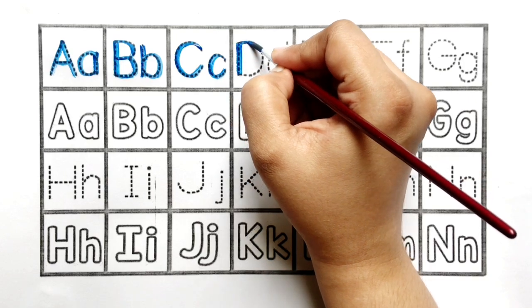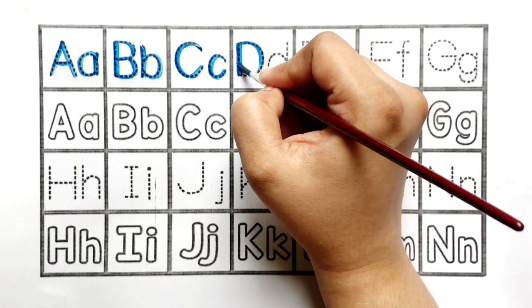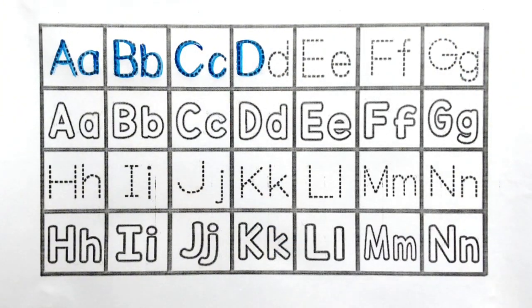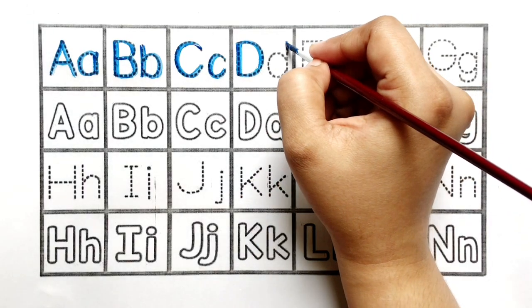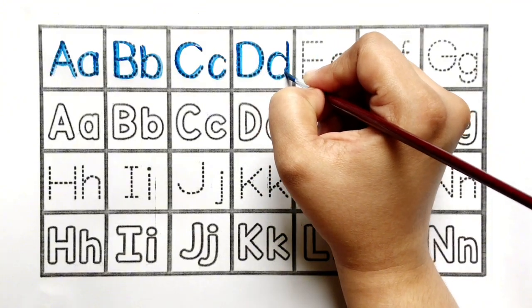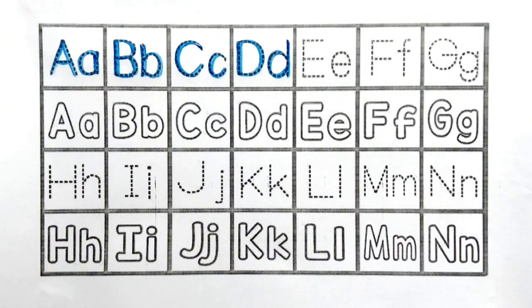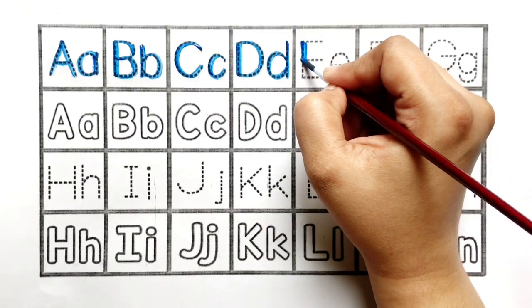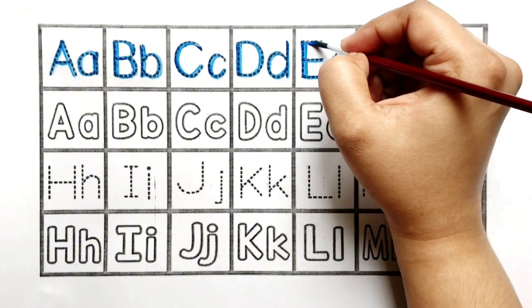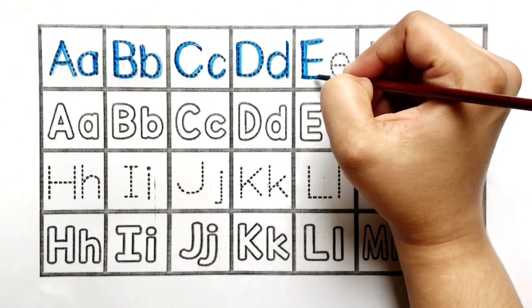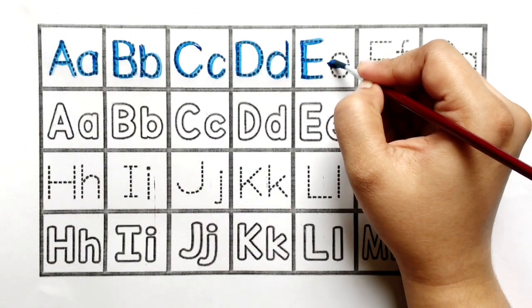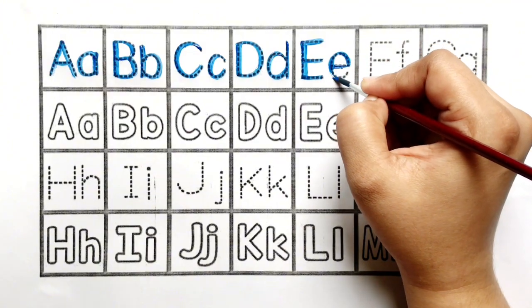Uppercase letter D. Lowercase letter D. D for duck. Uppercase letter E. Lowercase letter E. E for elephant.